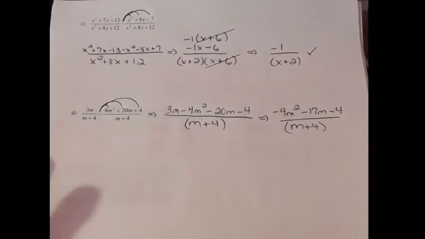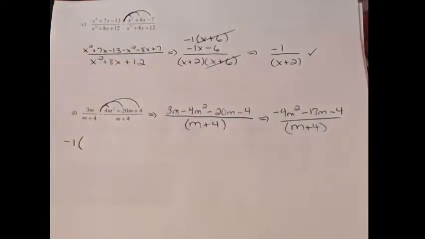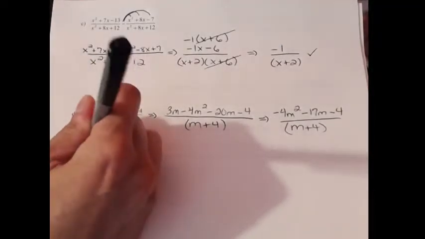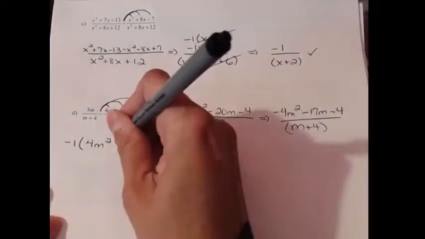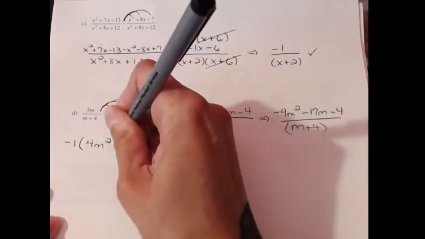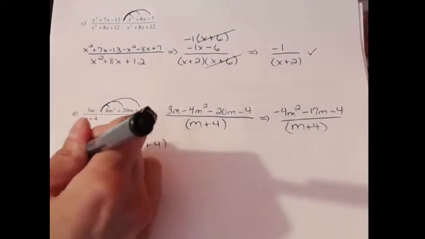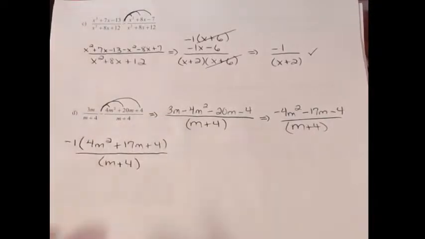The next thing we want to do is factor out our leading negative. We learned that anytime we have an expression whose leading term has a negative number, we want to factor that out. So factoring out that negative 1 leaves us with 4m squared plus 17m plus 4. At this point, we're ready to take a look at that trinomial and factor if possible.